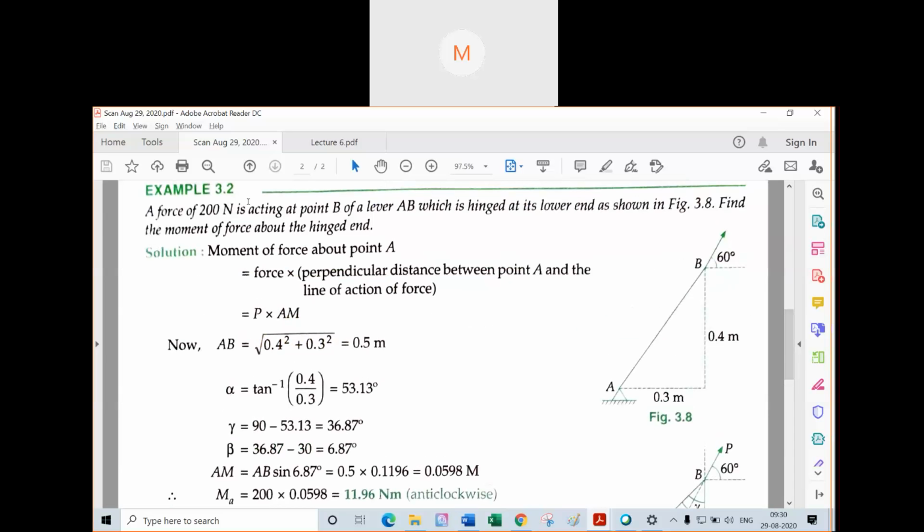A force of 200 Newton is acting at a point B of a lever. Acting at a point B, right? So what is point B? This is the point B. This is the lever AB and this is the hinge part. So what you have to do is find out the moment of the force about the hinge end. So how will you find the moment of the force about the hinge end?